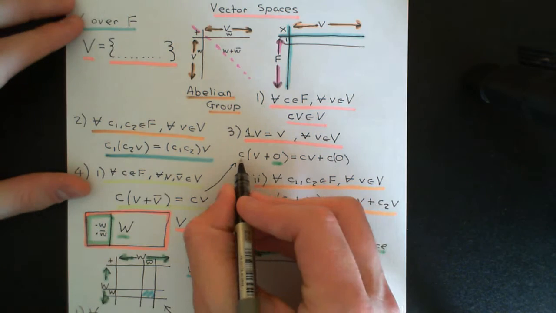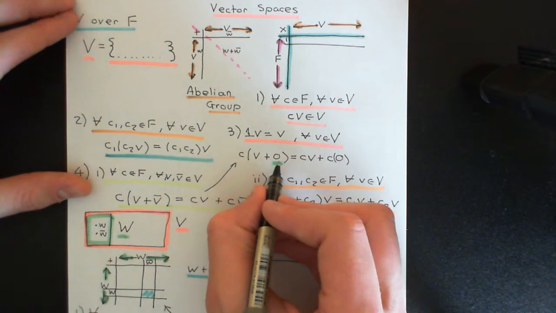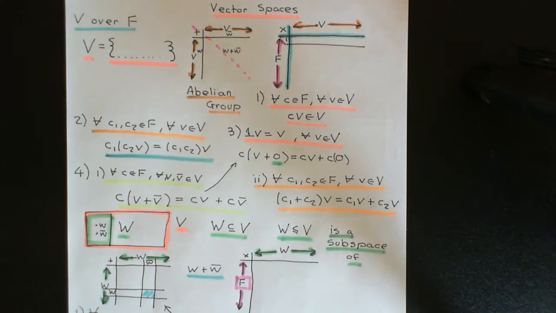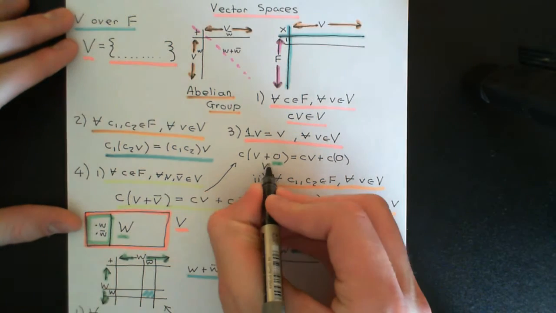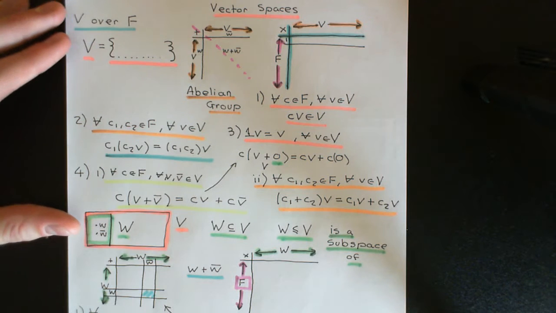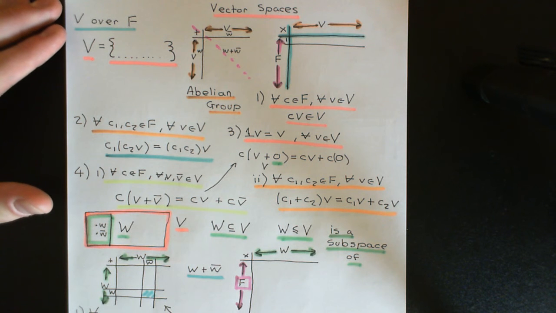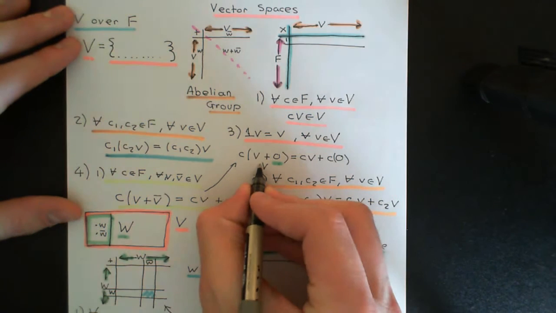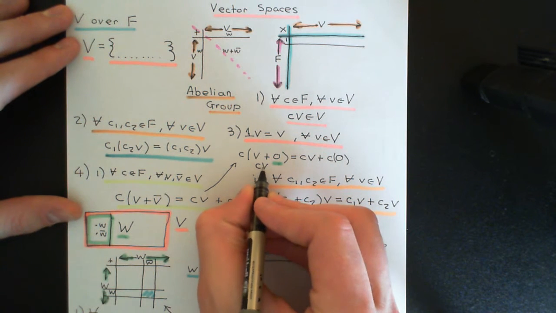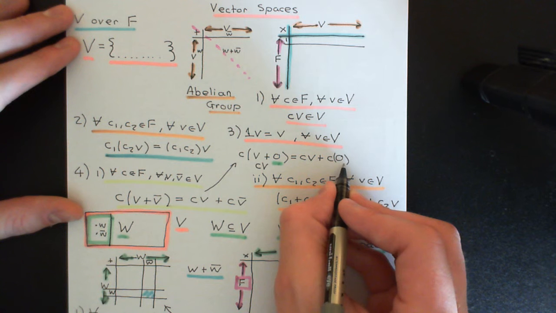But if we look at the left-hand side more, we can work this out. V plus the zero vector is just going to equal V again, because the zero vector, when you add it to any other vector in the vector space, just gives you the other vector back again, because it's the additive identity of addition in the vector space. So this answer will just be C times V. So we've got that C times V is equal to C times V plus C times 0.